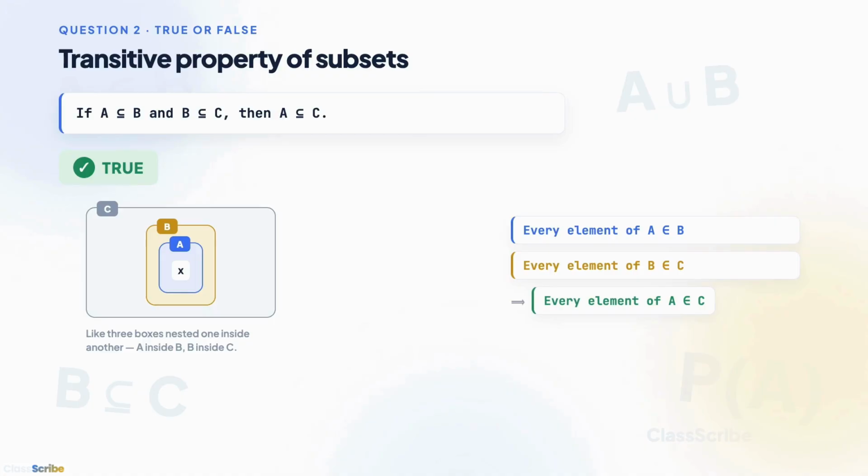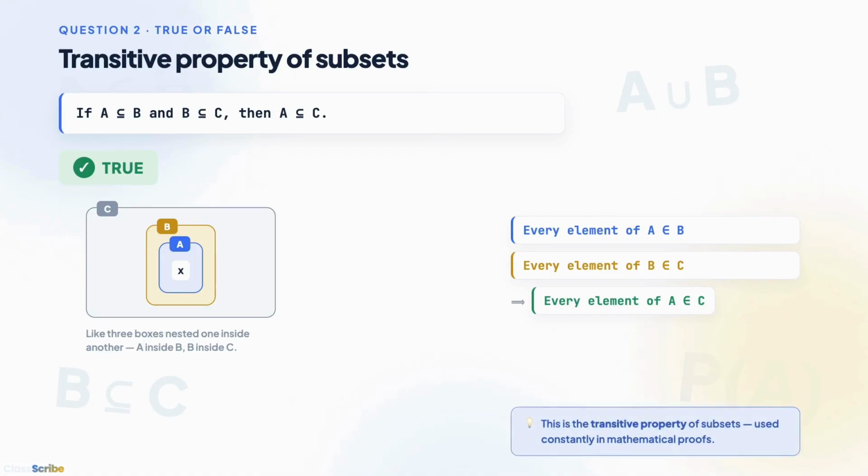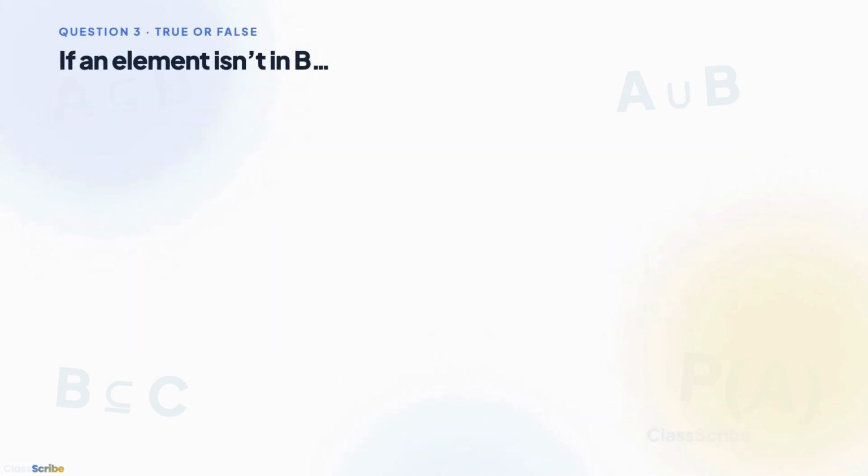Every element of A belongs to B and every element of B belongs to C. Therefore, every element of A automatically belongs to C. This property is known as the transitive property of subsets and is used frequently in mathematical proofs. Let's solve one more statement.